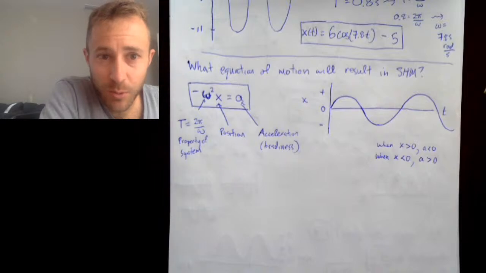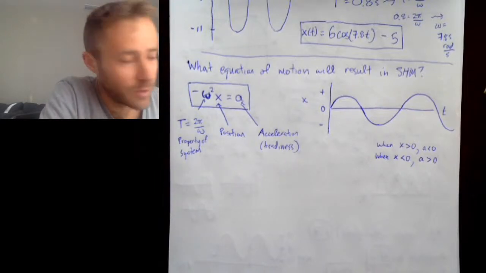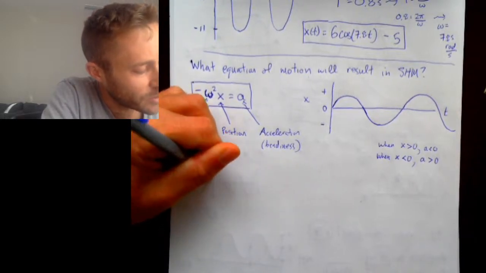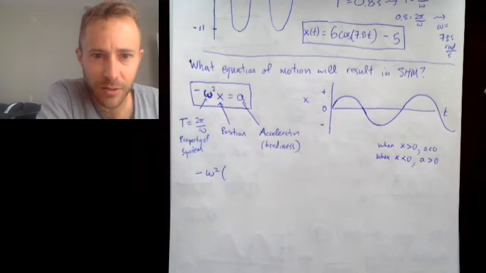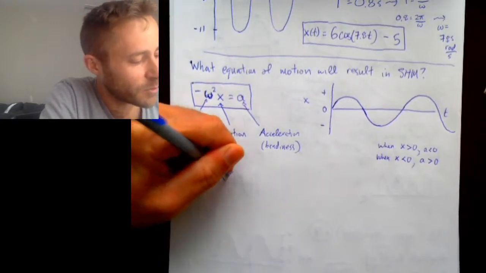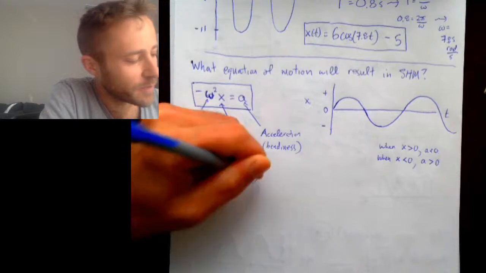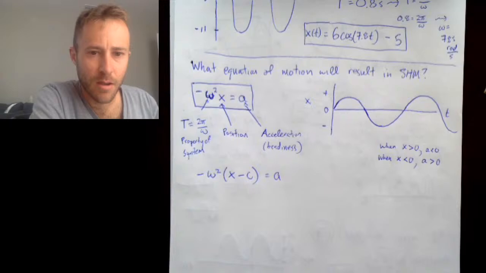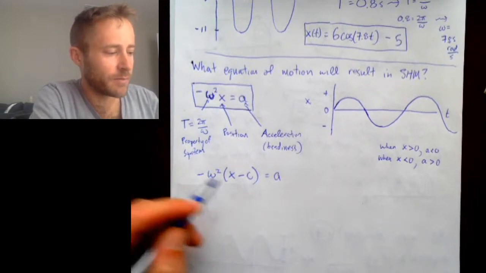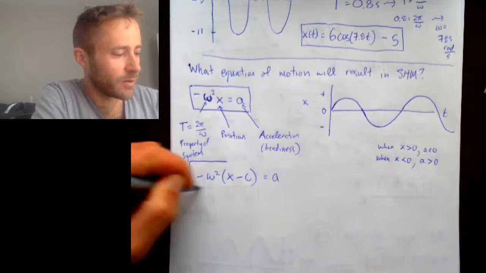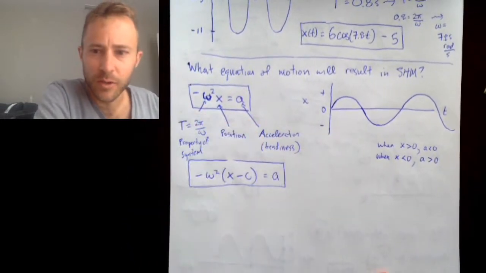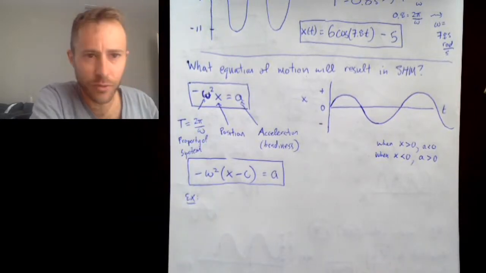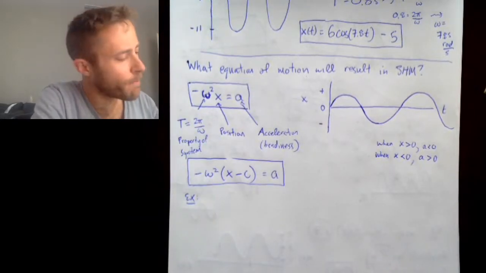Now, what if you have an equilibrium position that is not 0? This is with an equilibrium position of 0. The general form of the equation, if the equilibrium position is not 0, is negative omega squared times the quantity x minus c equals the acceleration. So this is the general equation. So let me go ahead and do one more example, and then we'll go to the Zoom room.